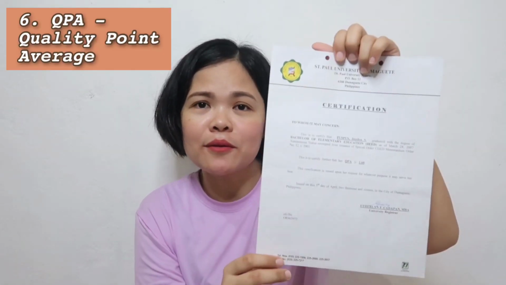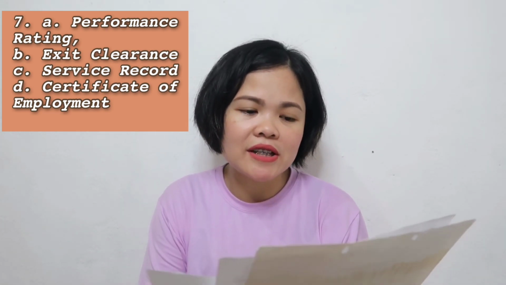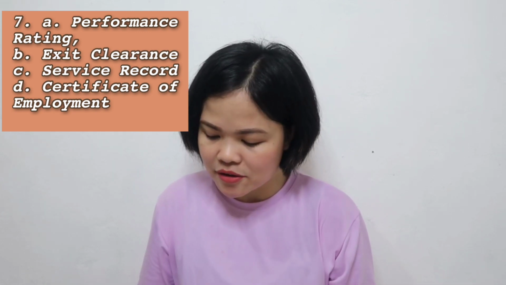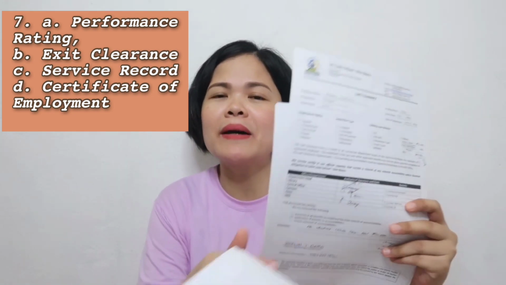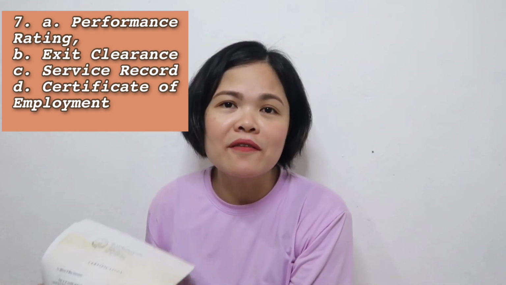Okay. Next, number 5 is your transcript of records. Okay, your TOR. So I have 3 pages for my TOR: 1, 2, 3, and then with this one. So number 5 is your TOR. Next, number 6 is your QPA from the school where you graduated. It corresponds to your TOR. So that's number 6. Number 7 is everything. Charot. So your certificate of employment, your service record, your exit clearance, so all. Okay, your performance rating, everything. So these are my service records, my exit clearance, my certification, and my performance rating.